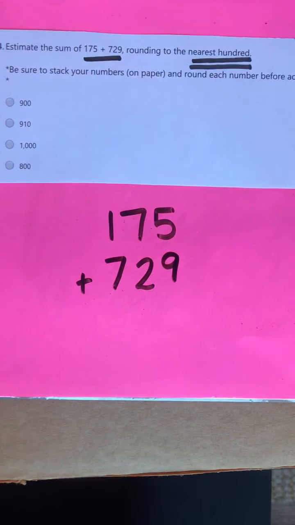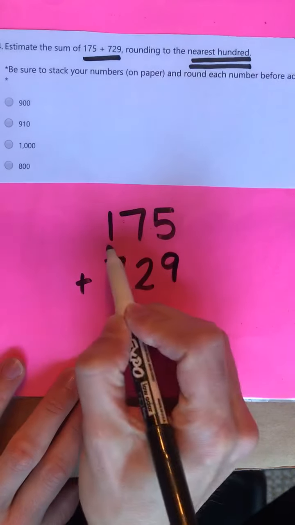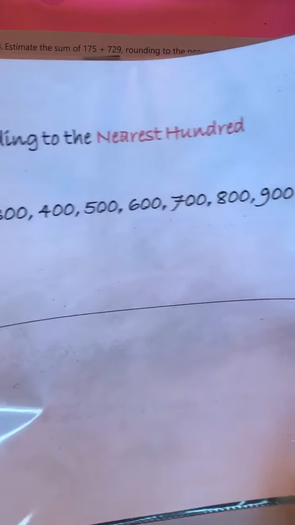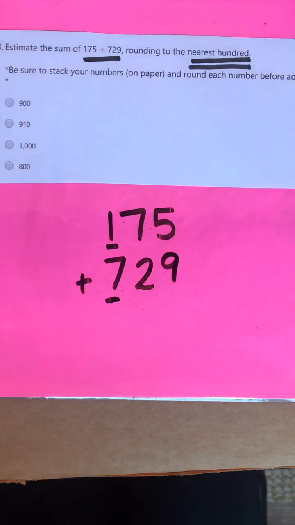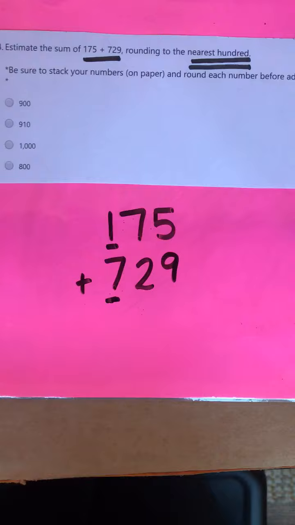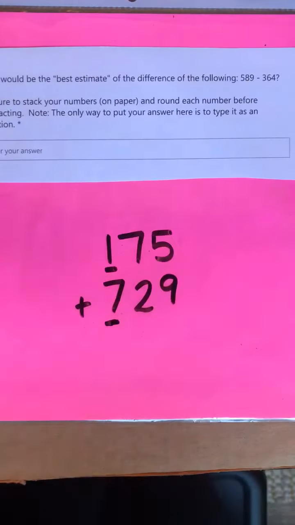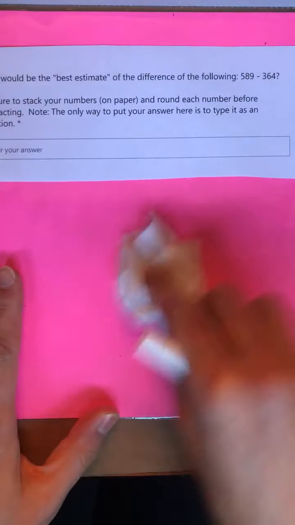Remember, if you're rounding to the nearest 100, you're looking at the digits in the hundreds place. So you want to use the number line that looks like this. Pause the video. When you're ready, press play and we'll set up number 5. Okay, friends, great job. Let's take a look at number 5. Number 5 is going to ask you to do something similar.